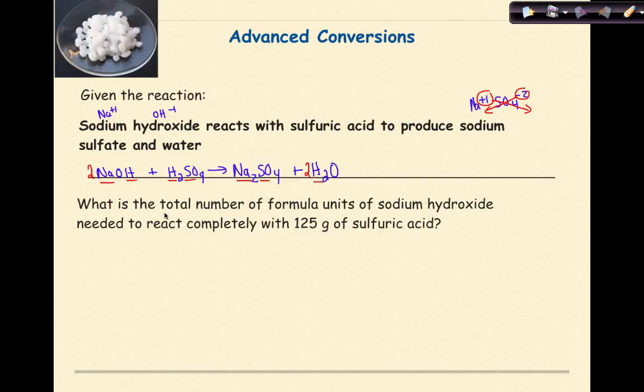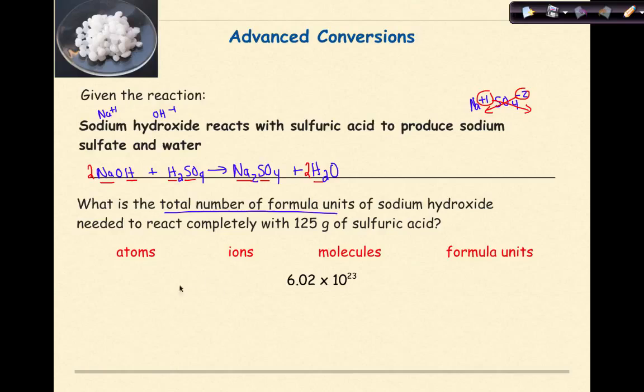What is the total number of formula units? Oh, there's that word. Formula units of sodium hydroxide needed to react completely with 125 grams of sulfuric acid. Now remember, if you see the words atoms, ions, molecules, or formula units, you are going to have to use 6.02 times 10 to the 23rd. So we're looking for the total number of formula units, but we're starting with 125 grams of sulfuric acid.